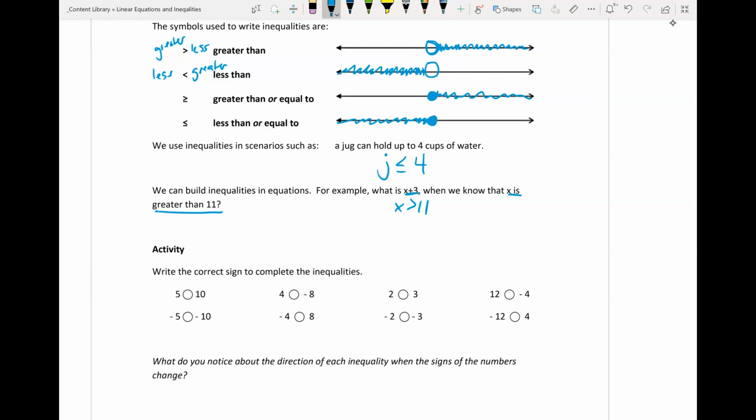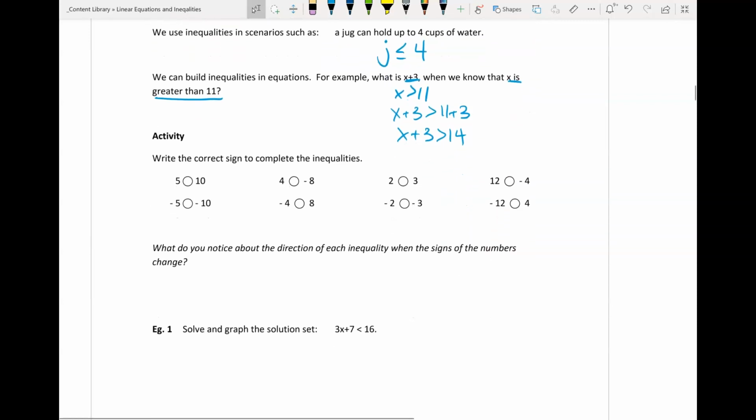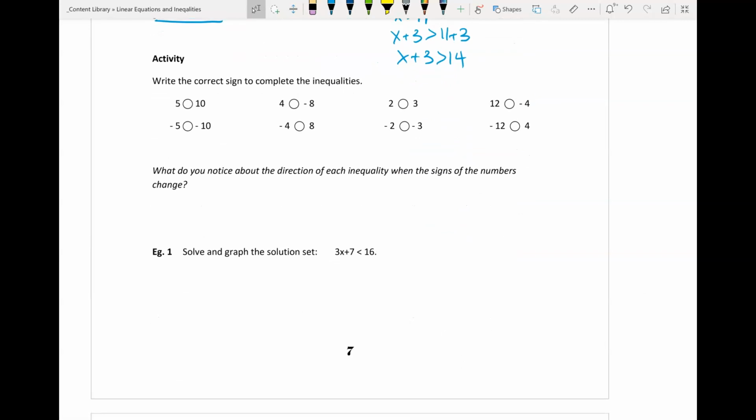Because we know x is greater than 11, we want to find what x plus 3 is. If I add 3 to both sides, I'm going to get x plus 3 on the left side. This doesn't change our inequality because we are adding 3 to both sides, not just one. And then we can simplify this. So 11 plus 3 is 14. So we know that x plus 3 is greater than 14. I want you to go ahead and try this activity. Write the correct sign to complete the inequalities. Write your greater than sign or your smaller than sign.